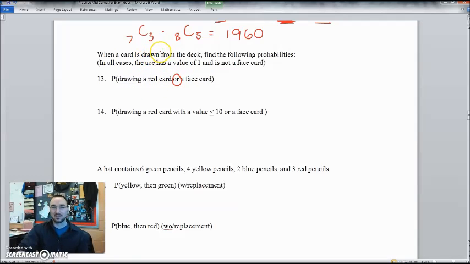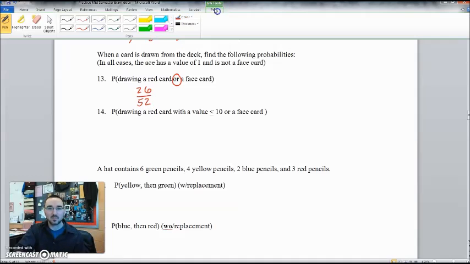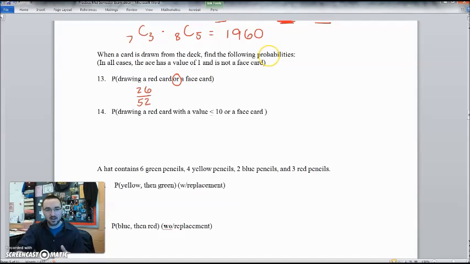So drawing a red card. Remember, half the deck's black, half the deck is red. So we have 26 out of 52, right? So 26 out of 52 are red. Let's talk about the face cards in general. We're just counting Jack, Queen, and King. So there's 3 per suit, there's 4 suits, so that makes 12. So we're going to add 12 over 52. Because this is an OR statement, we're looking for one or the other.